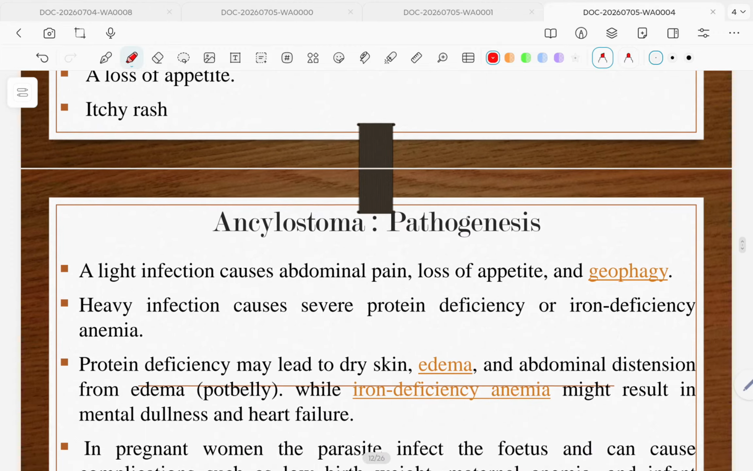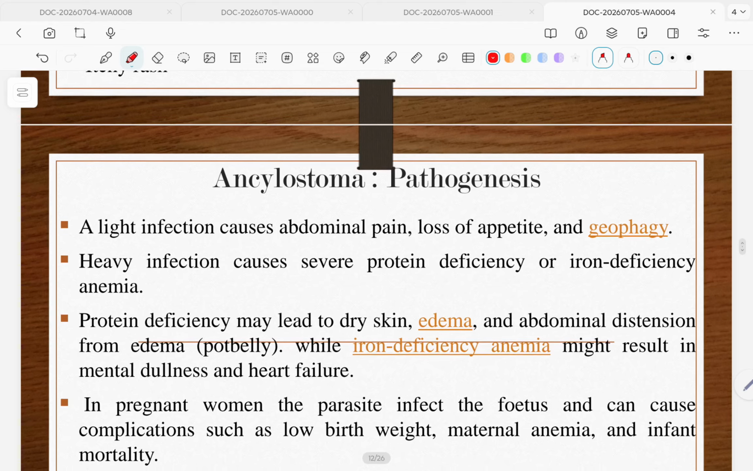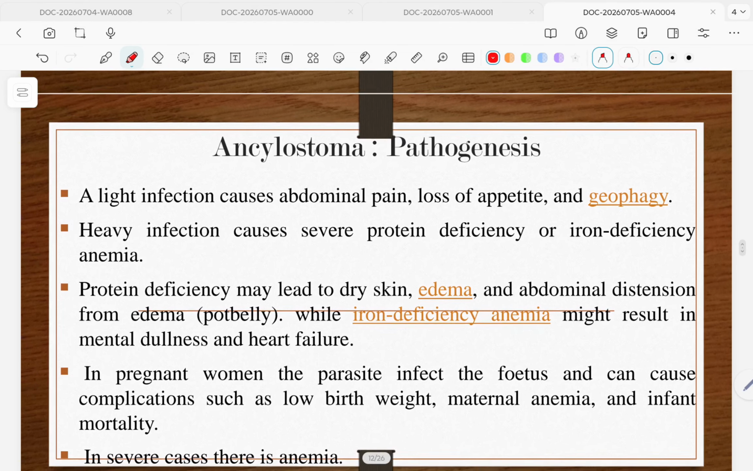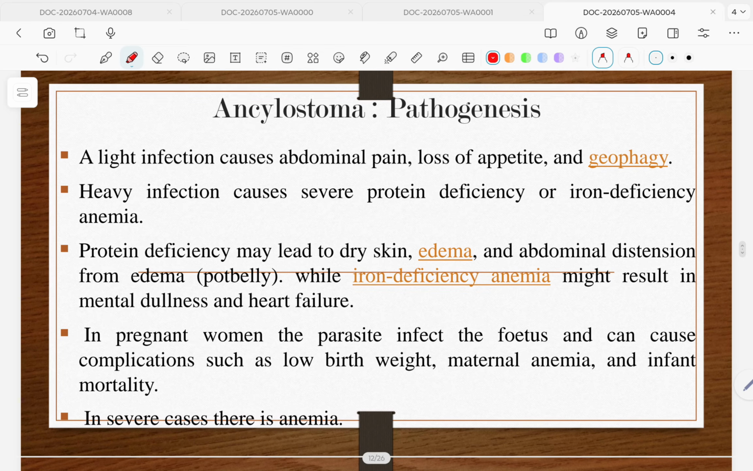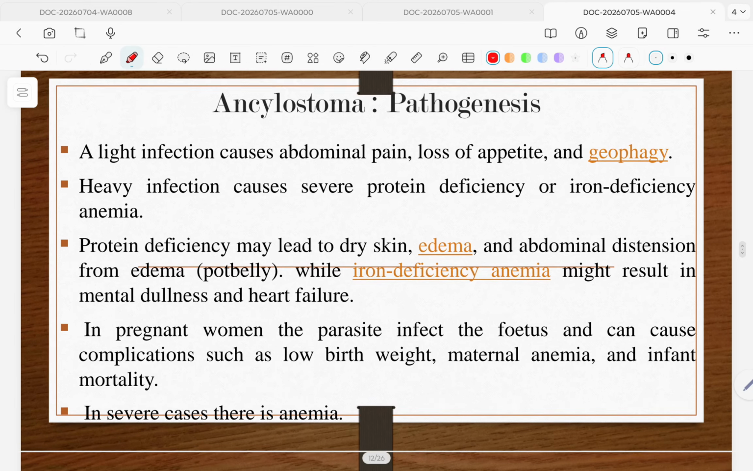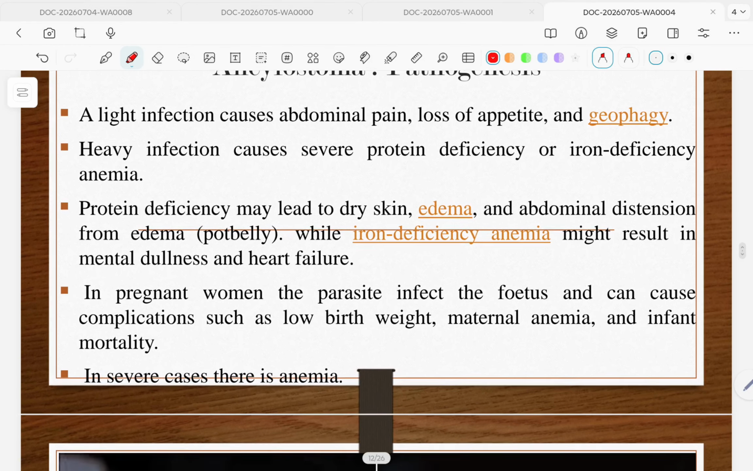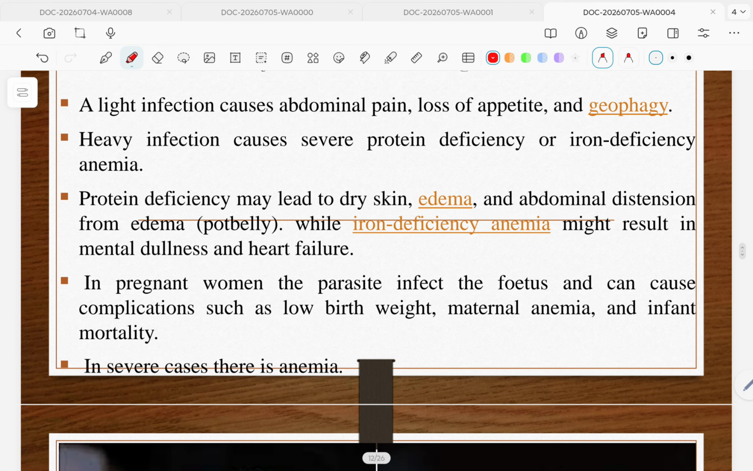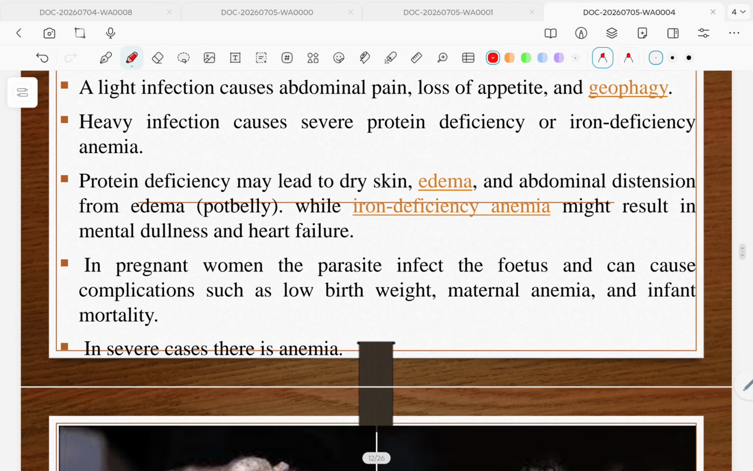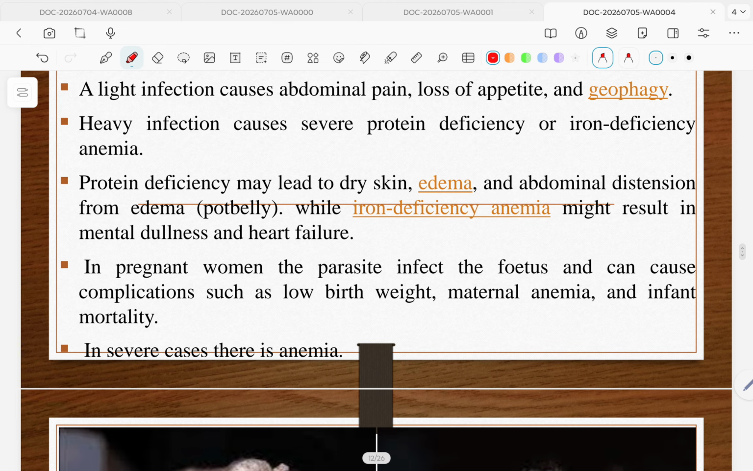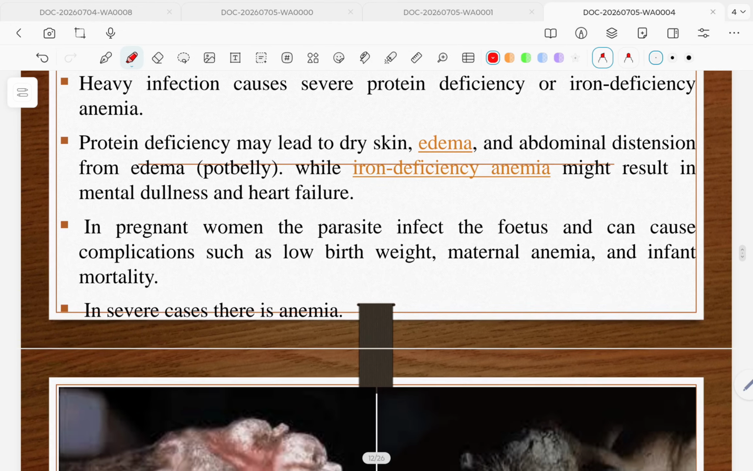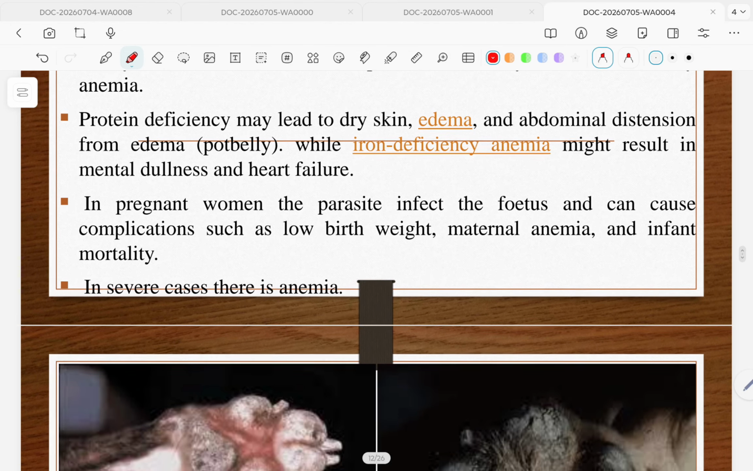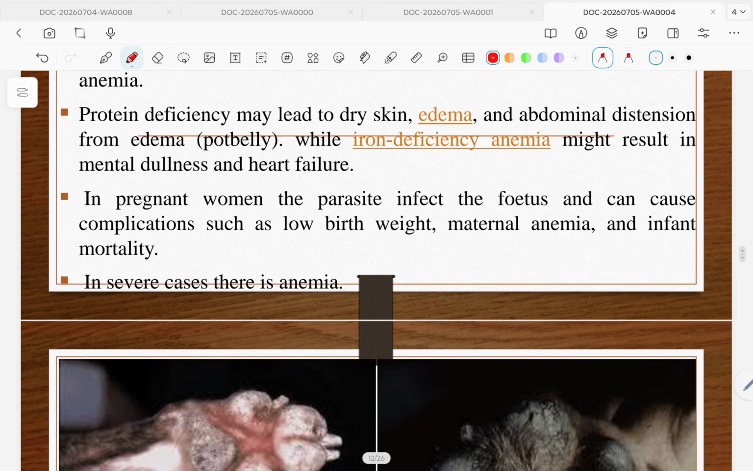Ancylostoma pathogenesis. A light infection causes abdominal pain, loss of appetite, and geophagy. Heavy infection causes severe protein deficiency or iron deficiency anemia. Protein deficiency may lead to dry skin, edema, and abdominal distension from edema, while iron deficiency anemia might result in mental dullness and heart failure.